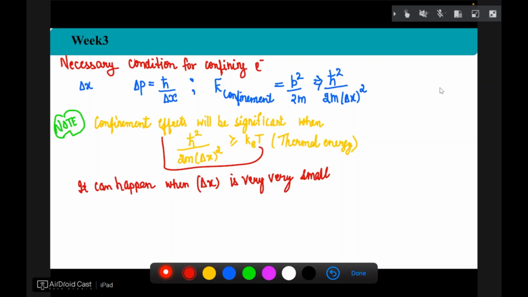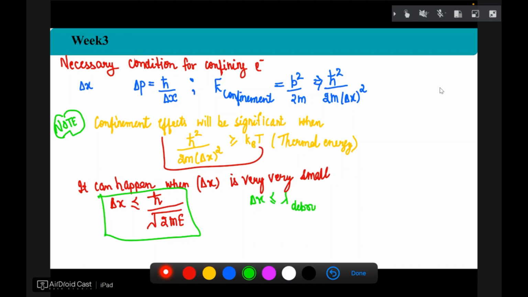When will the confinement effect be prominent? We can find delta X is H cross by 2m E. We have defined that kBT is our thermal energy. So basically, if the thickness of the semiconductor is in this range, then we have to consider the confinement effect, or we can say delta X is less than the de Broglie wavelength.